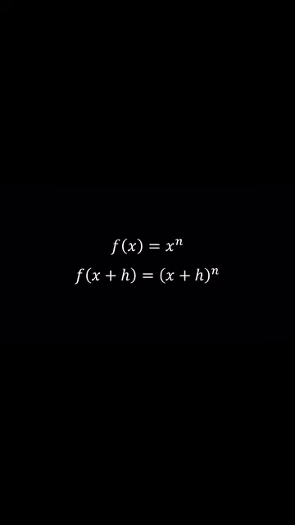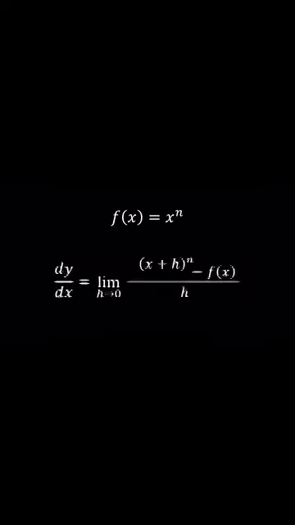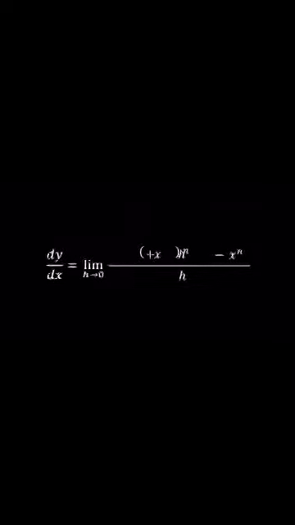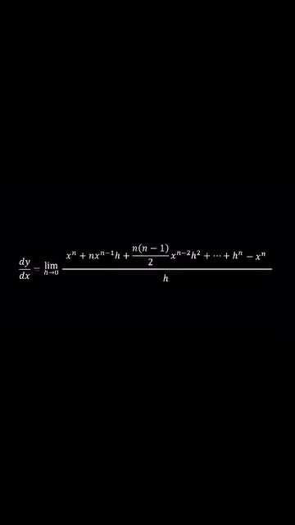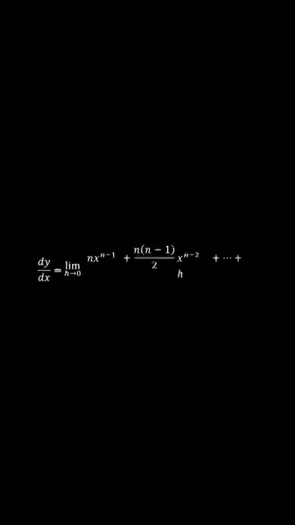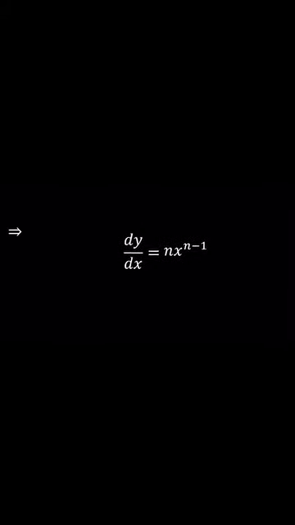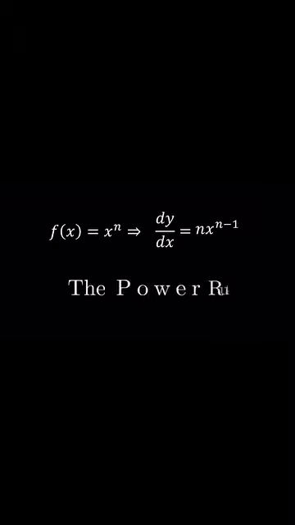Now, is there a quicker way to do this? Let's take a generic term, x to the power of n. Using the same approach, we substitute f of x plus h into the formula and expand x plus h to the power of n, using the binomial expansion. When we simplify, the x to the n terms cancel out, and the terms involving h vanish as h tends to 0, leaving n times x to the power of n minus 1. This is called the power rule.